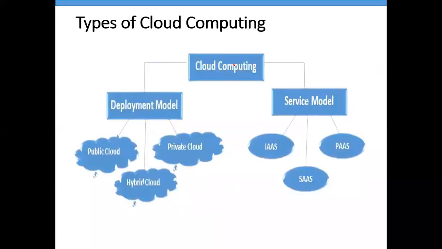Now, types of cloud computing. We have multiple types of cloud computing. One is called the deployment model, and the other is called the service model. In the deployment model, we have 3 types: public, private, and hybrid. In the service model, we have 3 types: IaaS, PaaS, and SaaS.